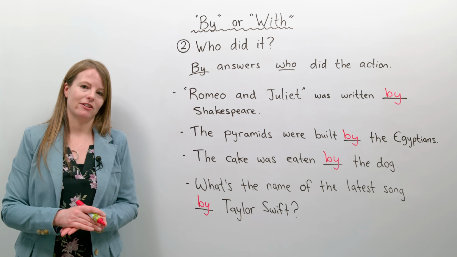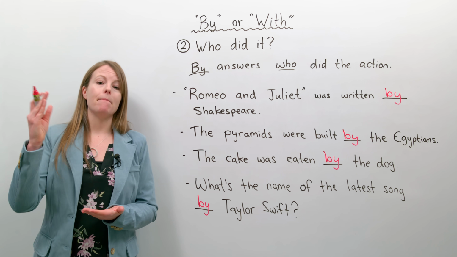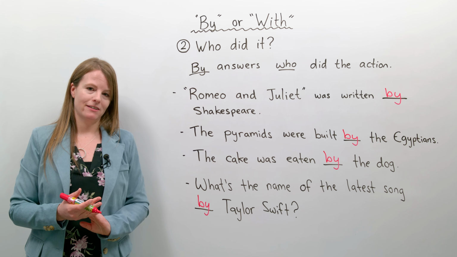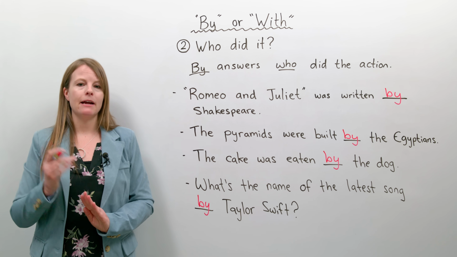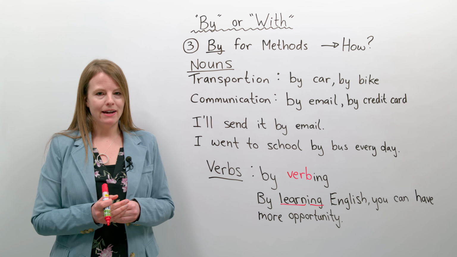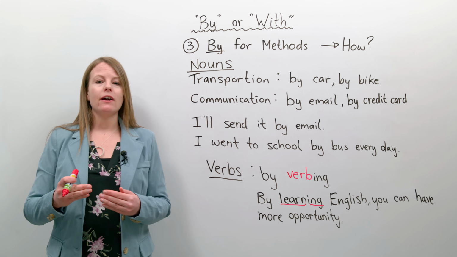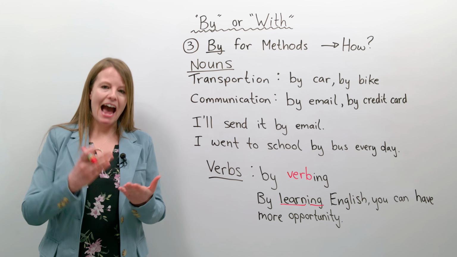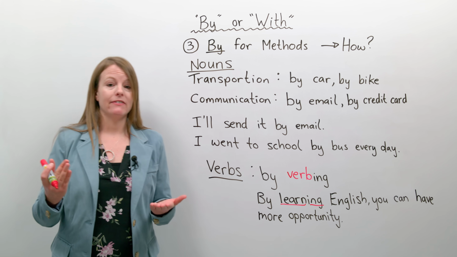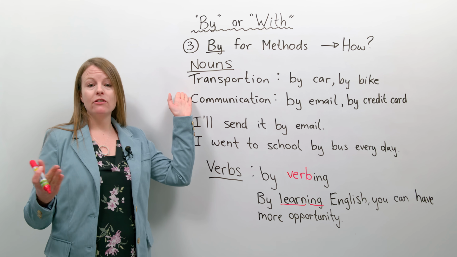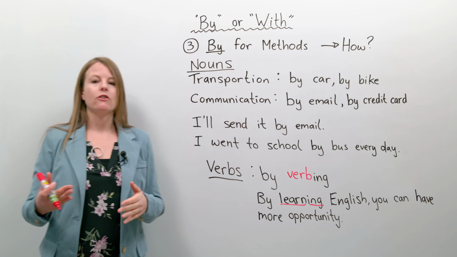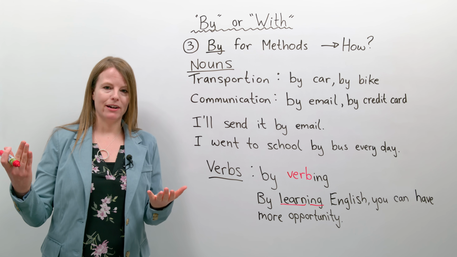It answers this question. The album was by the Beatles. The song was by Taylor Swift. The painting was by Picasso. Another important way we use the word by is we use it to talk about methods. How are we doing something? So I'll give you some examples of this. We can use it with nouns, especially when we're talking about transportation. So the method of how you're going somewhere.